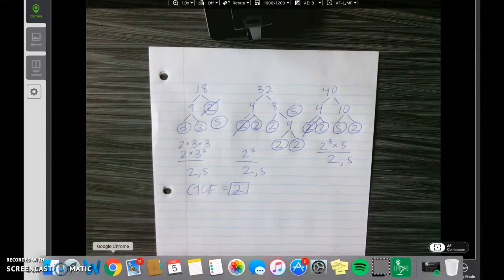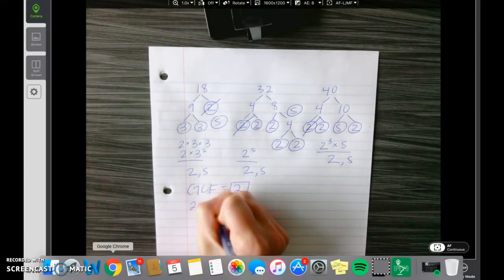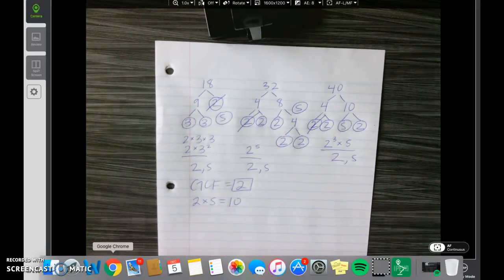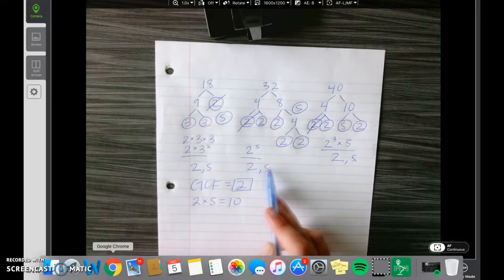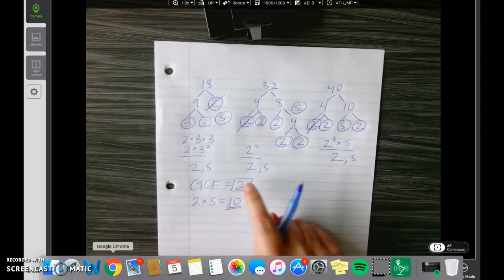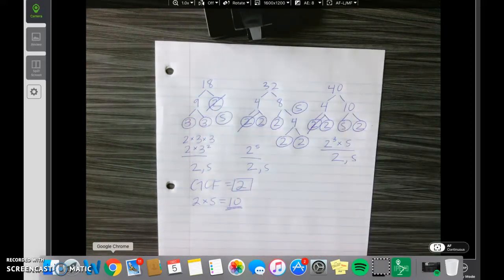So when they have more than one prime number in common, what we would do to find the GCF is actually multiply those common factors. So if both trees had a 2 and a 5, their GCF would be 10. But the GCF of these 3 numbers is 2. Okay, so that is one strategy.